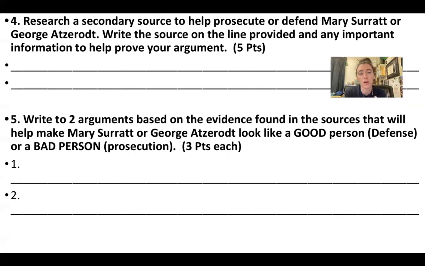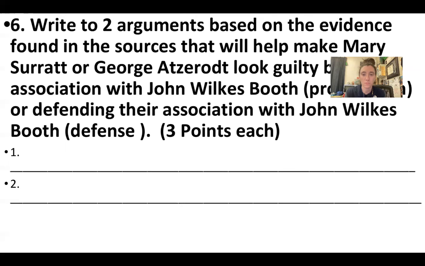Number 5, write 2 arguments based on the evidence found in the sources. So similar to the John Brown debate, you're taking evidence that you found in the primary or secondary sources and writing an argument. For example, if you're on the defense, you're making them look like a good person. If you're on the prosecution, you're making it seem like they're a bad person. Okay, so writing 2 arguments using evidence, just like that John Brown debate we did.